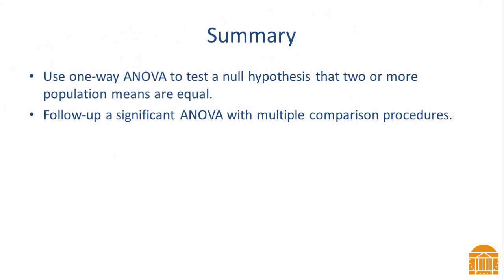In summary, one-way ANOVA allows us to conduct an omnibus test of the null hypothesis that two or more population means are equal. If we reject the null, we know that at least two means are different, but we don't know which ones. We conduct multiple comparison procedures after finding a significant F-test. Those methods allow us to determine which population means are different.